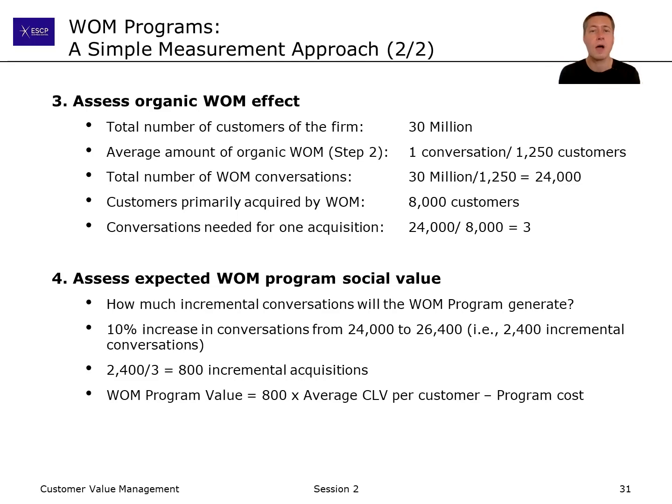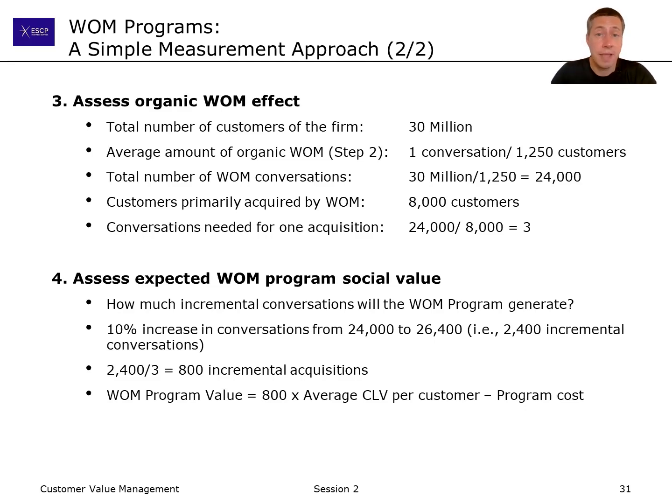And in the last step, we need to ask the question, how much incremental word of mouth do we think the program can generate? Let's say we assume there is a 10% increase in conversations. So we go up from 24,000 to 26,400. That's 2,400 incremental conversations. We divide it by 3 because, as we have calculated in step 3, every newly acquired customer requires 3 conversations in order to be acquired. That means a 10% increase in conversations should have given us 800 incremental acquisitions. And then we multiply the 800 with the average CLV, we take away the program cost, and we come to the word of mouth program value.